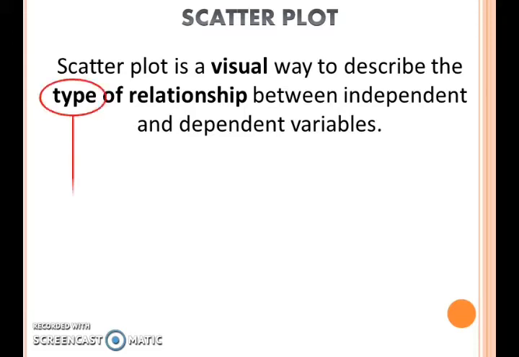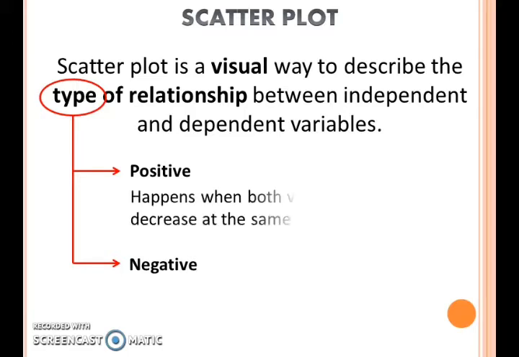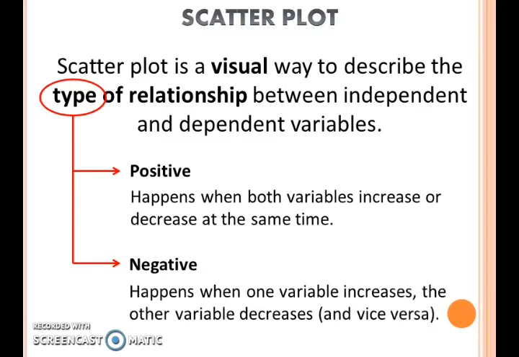There are two types of relationship, namely positive relationship and negative relationship. Positive relationship happens when both variables increase and decrease at the same time, while negative relationship happens when one variable increases, the other variable decreases.